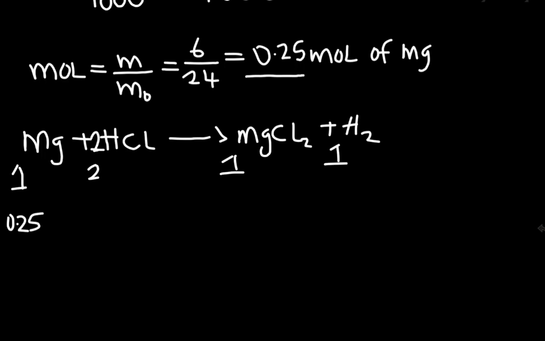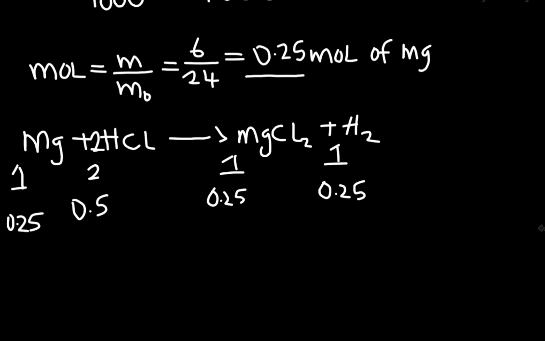From our solving, the magnesium we got was 0.25, so what can we multiply by 2 to get it? Now 0.5, so we'll put here 0.5. This place will be 0.25. Here will be 0.25. This is now part of the third step.